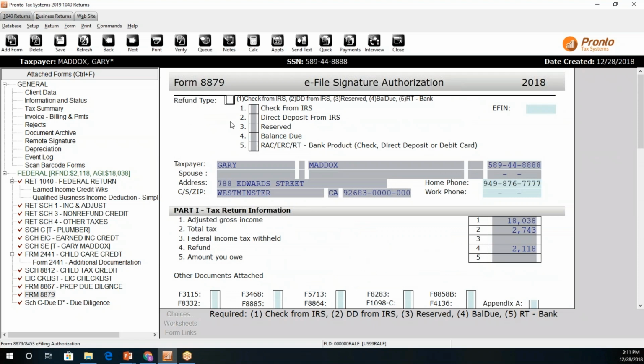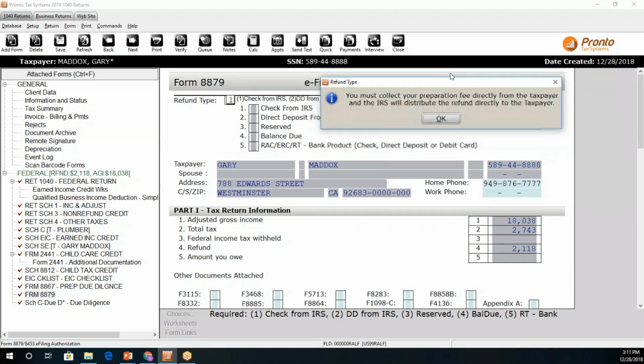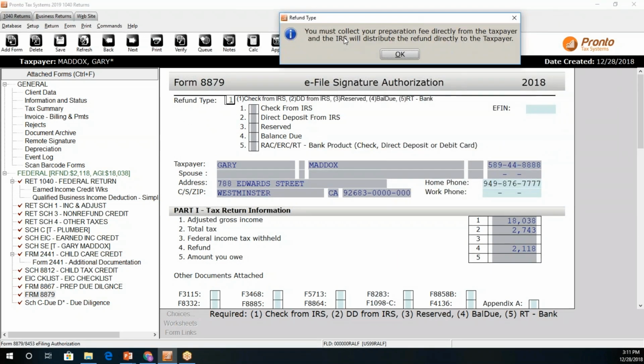And so we need to mark this, and he wants a check from the IRS, so it's 1. And here's a little note that I just got. You must collect your preparation fee directly from the taxpayer, and the IRS will distribute the refund directly to the taxpayer. So what they're basically saying is if you're going to electronically file and the client is going to get their check sent to their home, make sure that you get paid up front, okay?